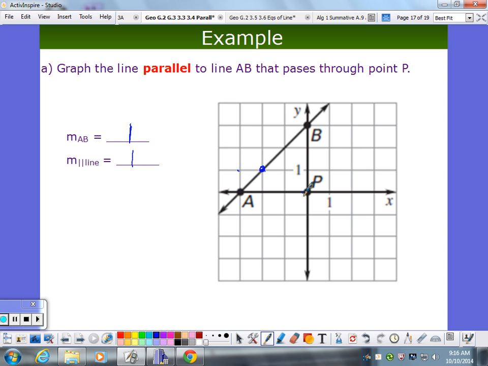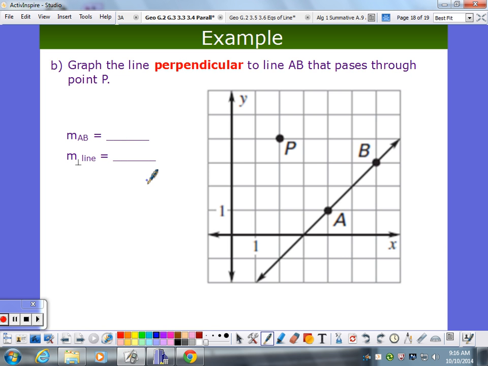And if you have a point and you have a slope, I can certainly graph that. So if here's a point to start with, I'm going to go up 1, right 1, up 1, right 1. Or I can go down 1, left 1, down 1, left 1. And so now I am going to make my line parallel, right? Same slope. Did this last year, right? Raise your hand if you did this last year. Okay, good.